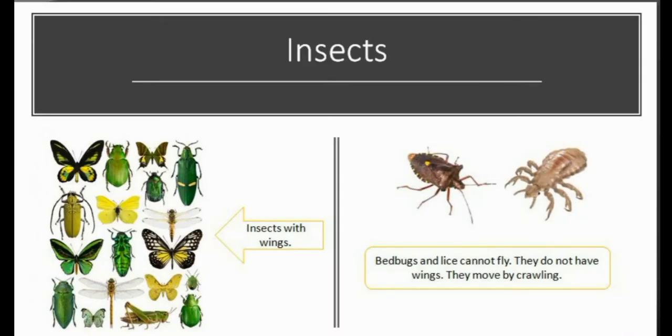Now, some insects have one or two pairs of wings and can fly. The wings of insects are different from those of birds. They have no feathers or bones or strong muscles like birds. Their wings are made of tiny colored scales. They move with the help of their chest muscles. Insects like lice and bedbugs cannot fly because they don't have wings, so they move by crawling.